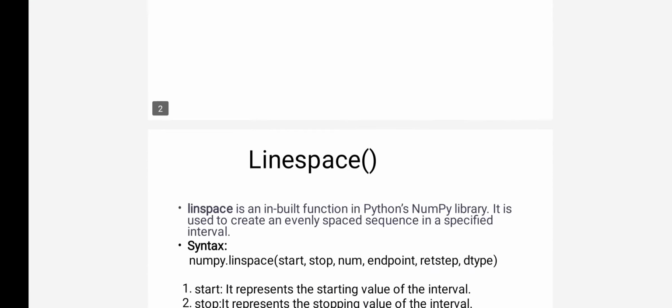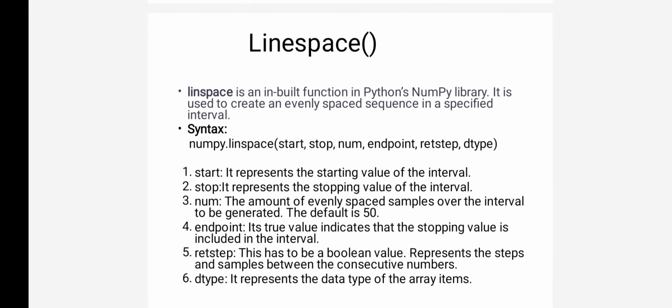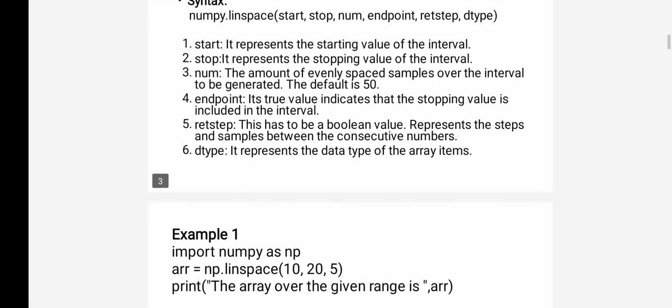The next one is linspace. It is similar to the arange function, but in arange we give the difference between each element. In linspace we don't give the difference; the function calculates it. We just pass how many elements we want in the array. Based on the number of elements you give, between the starting and ending value, it will calculate and give the elements. That is linspace.